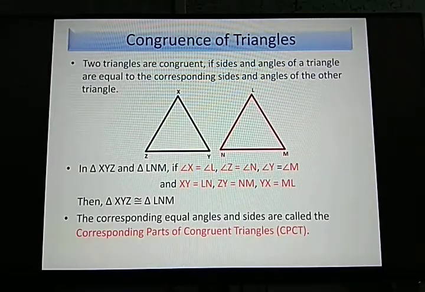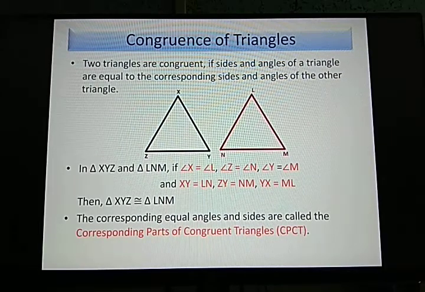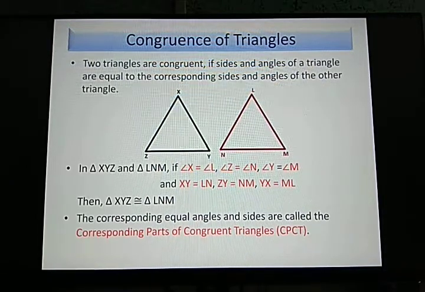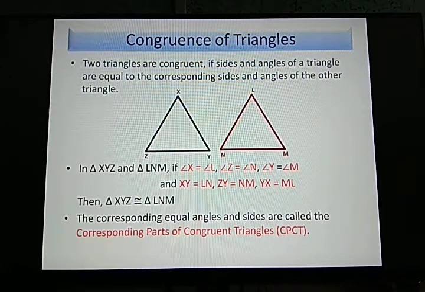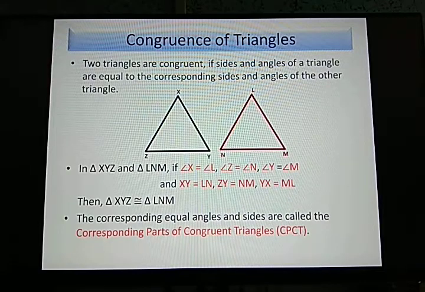So the corresponding equal angles and the sides, they have a name. They are called corresponding parts of congruent triangles. In short, we can say CPCT. So whenever two triangles are congruent, then their corresponding angles and their corresponding sides are also equal. Clear? So this was all about the congruency of triangles.